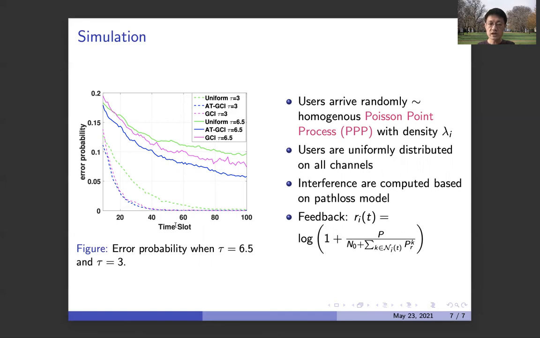And in addition, as you have a higher threshold, obviously you're going to have a worse performance. On the other hand, if you have a smaller threshold, it's much easier to identify one channel to satisfy the requirement. So the convergence is extremely fast for the dashed curves. That's all for this topic. Okay, so let's move on to the next one.